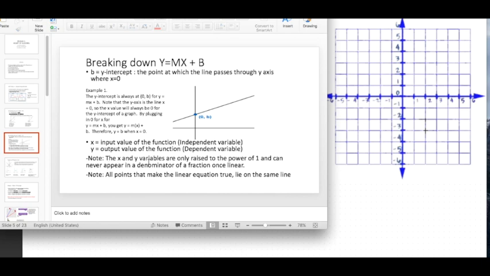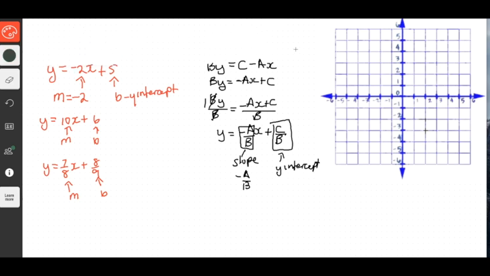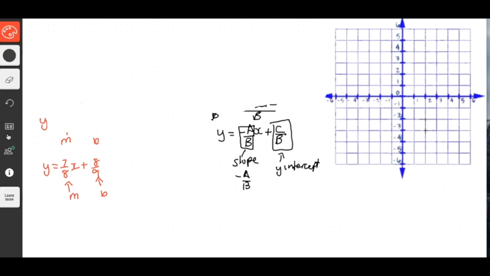Note that x and y variables are only raised to the power of 1. So if they are squared, cubed, then they are no longer linear equations. They would no longer have linear properties, and they can never appear in a denominator of a fraction once linear. So those are very important properties. And also, all points that make the linear equation true lie on the same line. Very, very important.